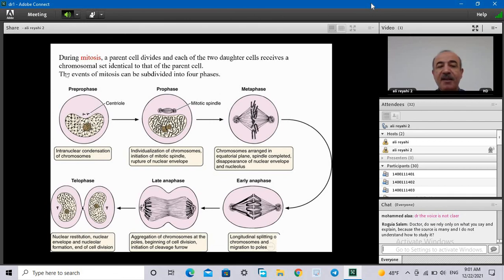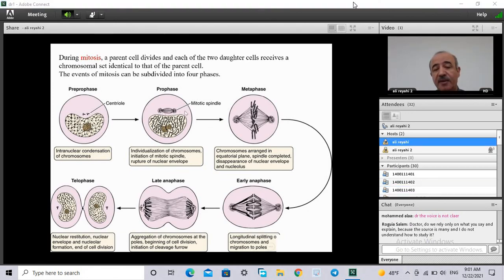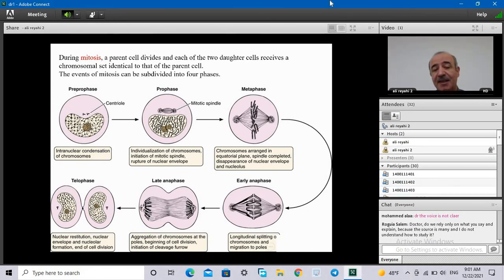Okay, the event of mitosis can be subdivided into 4 phases. These 4 phases are prophase, metaphase, anaphase, and telophase. Okay, in prophase the centrioles separate from each other and move to opposite poles of the cell, and the nuclear envelope disappears, and the chromatin becomes denser and forms the chromosomes.